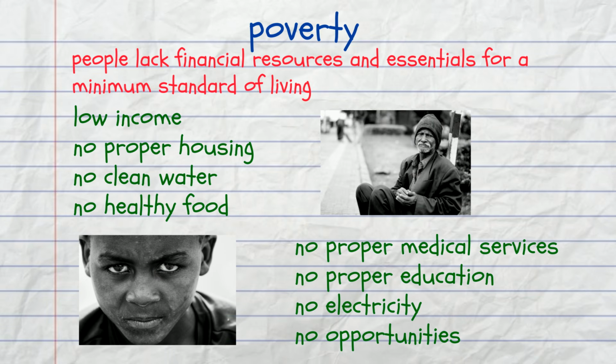Almost 1 billion people in the world live below the poverty line of $1.90 per day, and almost half the world live on less than $3 a day. They don't have financial resources and essentials for a minimum standard of living. There are a lot of no's in the lives of these people: no proper housing, no clean water, no healthy food, no proper medical services and no proper education, no electricity, and in the end, no opportunities.